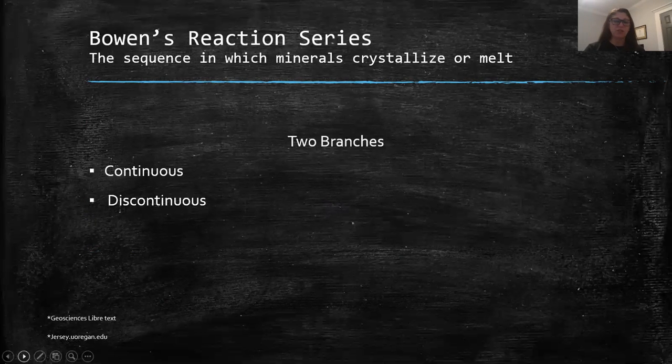Bowen's reaction series describes the temperature at which minerals crystallize when cooled or melt when they heat. There are 2 branches to Bowen's reaction series: the continuous branch, which is the evolution from being calcium rich to more sodium rich, or the discontinuous branch, which describes formation of the mafic minerals olivine, pyroxene, and biotite mica.